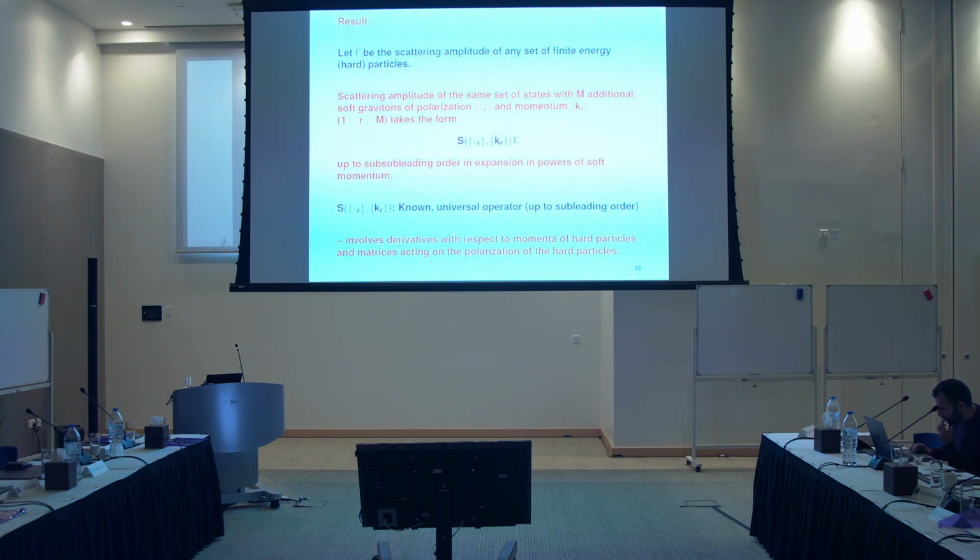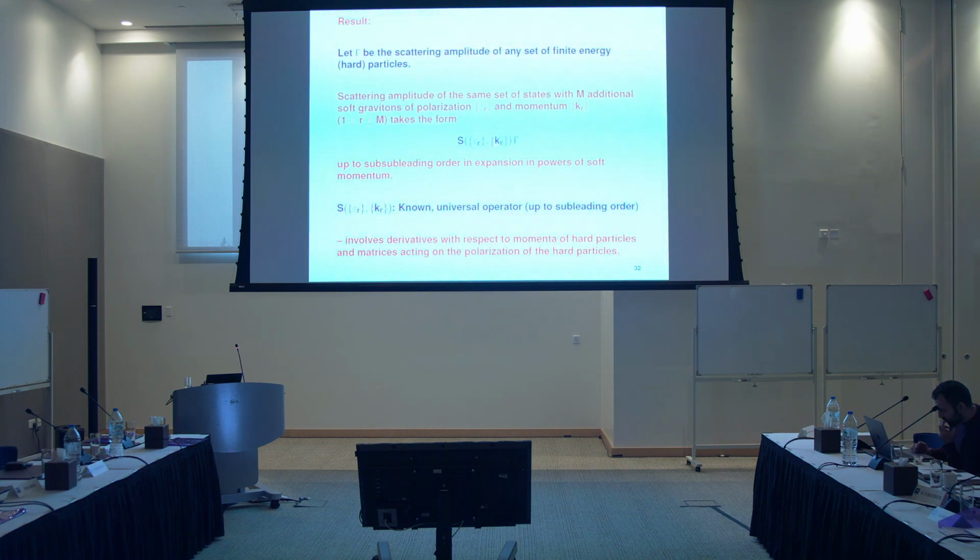So, here is the result for soft graviton theorem, or the structure of the results. Let us suppose that gamma is the scattering amplitude of any set of finite energy or hard particles. The finite energy particles are what we call hard particles. Those are the particles carrying momentum p1 to pn. So, what soft graviton theorem tells us is that the scattering amplitude of the same set of states with m additional soft gravitons of polarizations epsilon1 to epsilonm and momenta k1 to km is given in terms of gamma by a formula like this. And this formula is known to be valid up to sub-subleading order in expansion in powers of soft momentum, that means leading, subleading and sub-subleading. So, what is S?